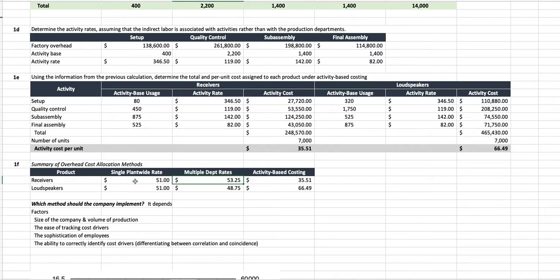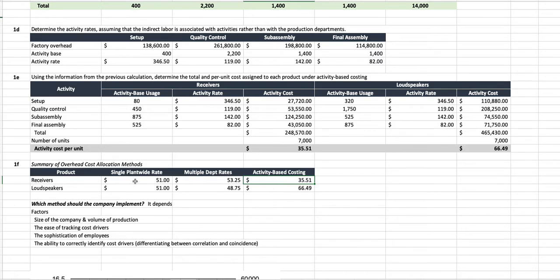As we refined our calculations a little bit more with activity-based costing, we realized that our receivers really aren't incurring $53 worth of overhead. They're really incurring somewhere closer to $35 in overhead. Now, management would actually use this type of analysis to determine, do we want to continue to produce a product or do we want to discontinue a product?